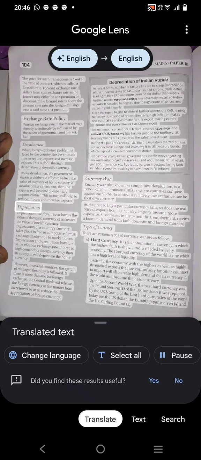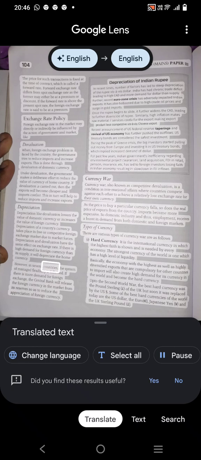Depreciation. Depreciation, like devaluation, lowers the value of domestic currency or increases the value of foreign currency. Depreciation of a country's currency takes place in a free or competitive foreign exchange market due to market forces. Depreciation and devaluation have the same effect on the exchange rate. If there is higher demand for foreign currency than its supply, it will depreciate the home currency.